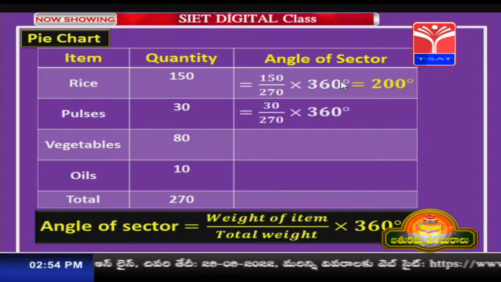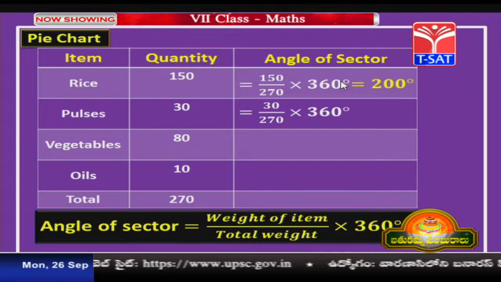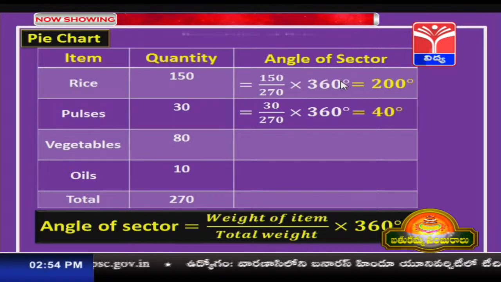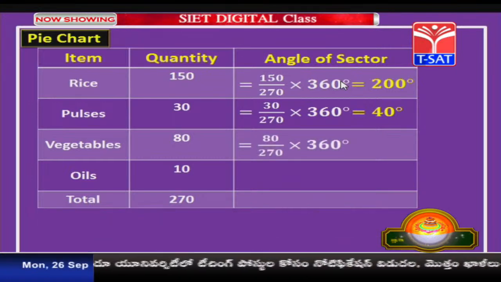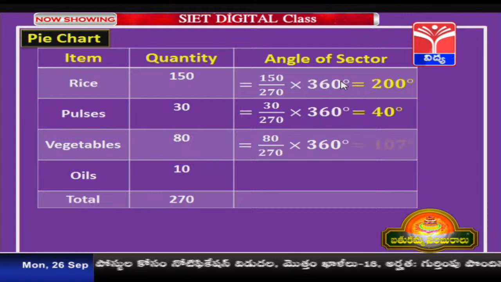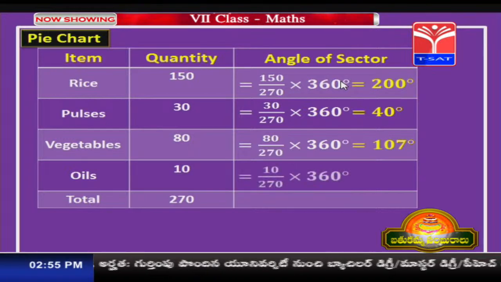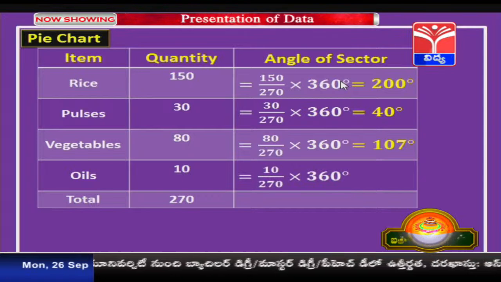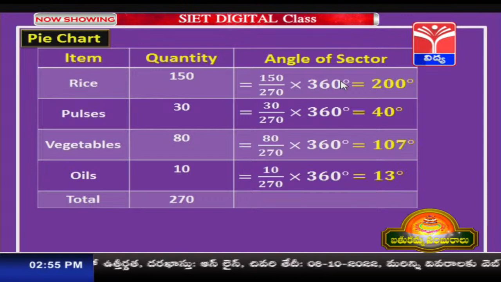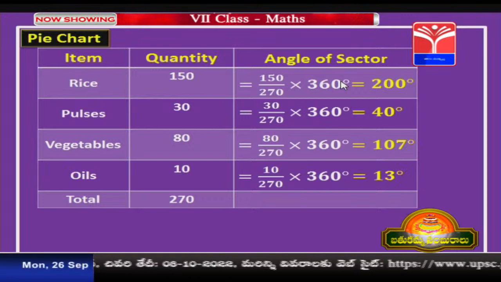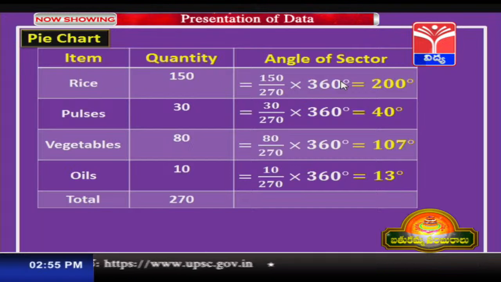Next, for pulses, 30 by total value, that is 270, into 360. Again on simplification you get 40 degrees. Vegetables: 80 by 270 into 360. On simplification you get 107 degrees. Finally, for oils it is 10 by 270 into 360. On simplification you get 13 degrees. So, you got all the angles for rice, pulses, vegetables and oils, children.